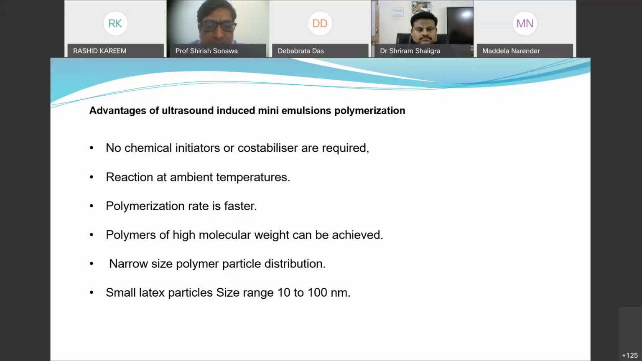Because of the ultrasound, you get higher shearing, and because of higher shearing, you get a much smaller droplet size. I will show you in the next slides.